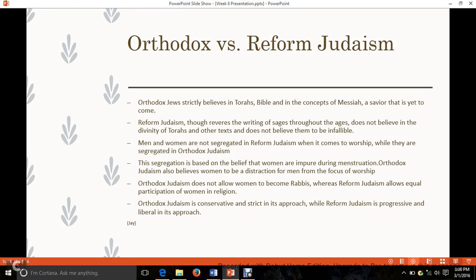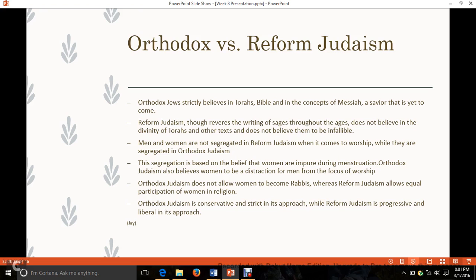So an Orthodox Jew are very strict Jewish people that believe in the Torahs, that follow the letter of the law kind of thing, in the concepts of Messiah, a Savior that is yet to come. Reformed Judaism reveres the writings of the sages, of the Torahs, but does not believe in the divinity of them or other texts, and does not believe them to be infallible. So we have a very conservative group of Jewish people, and then a very more liberal church.